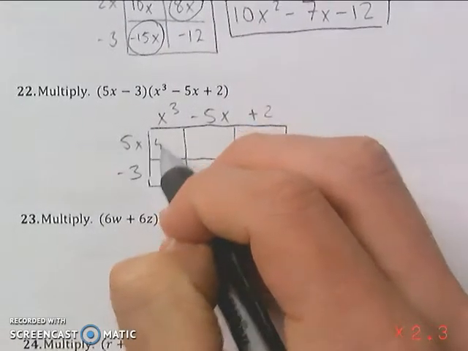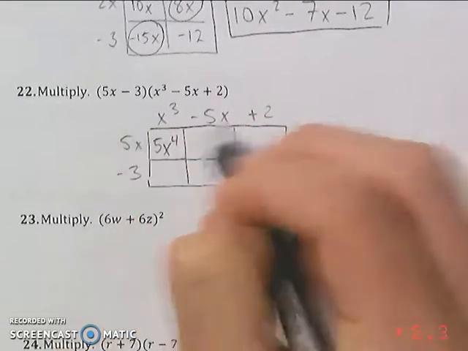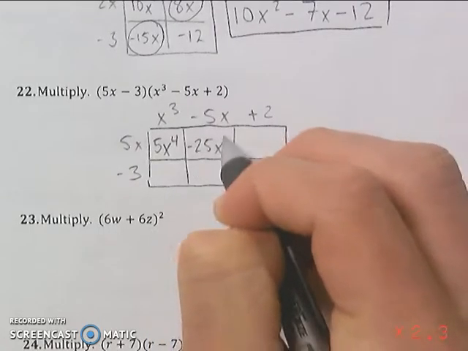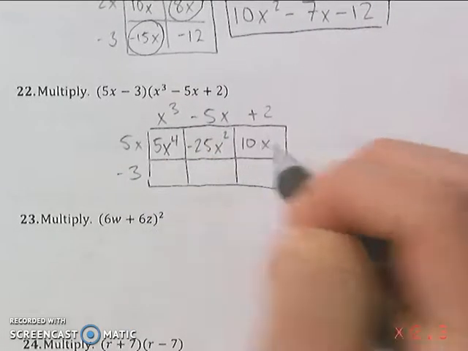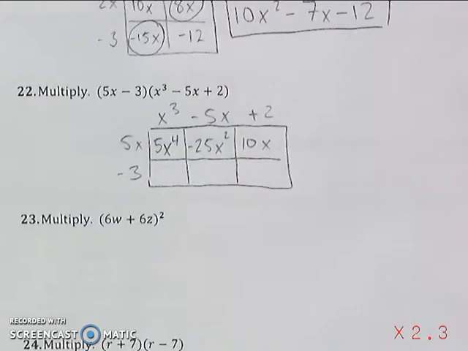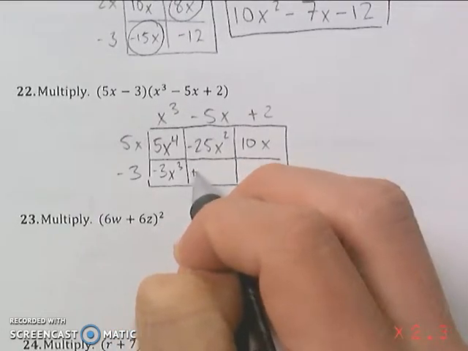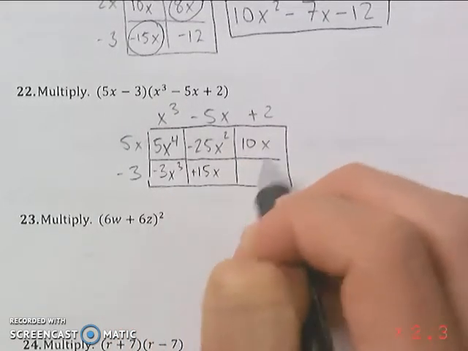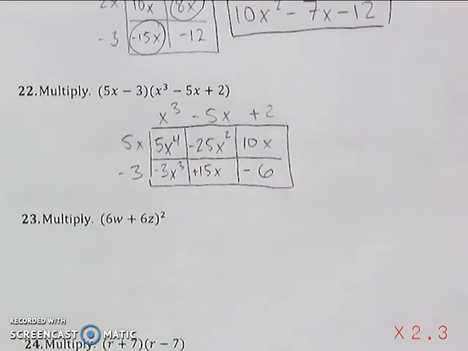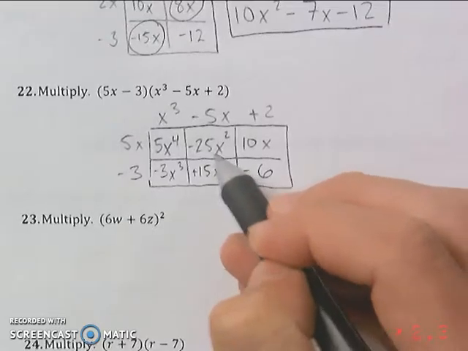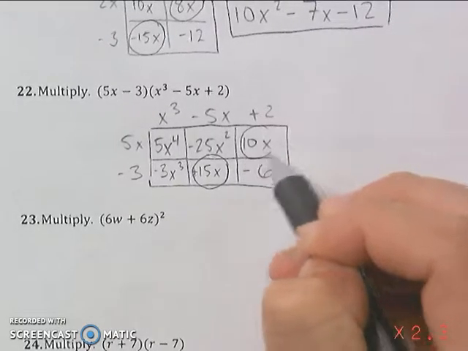This is going to be 5x to the fourth. This is going to be negative 25x squared. And this is going to be 10x. Notice the coefficients multiply, the numbers in front multiply, and the exponents are adding. So x and x to the third becomes x to the fourth. Down here we get negative 3x to the third, positive 15x, and negative 6. Okay, we want to combine all like terms that I see. The only like terms I see are 15x and 10x.